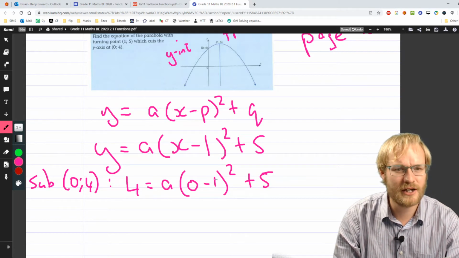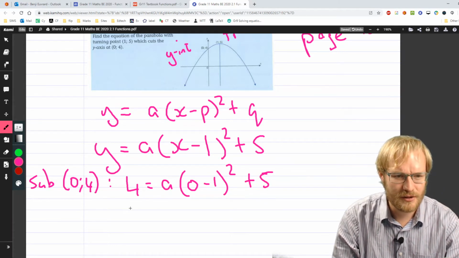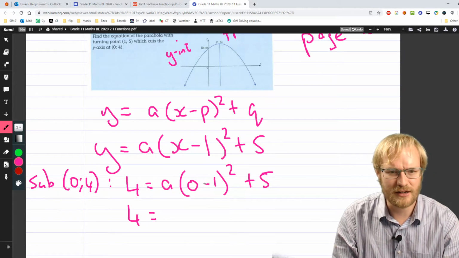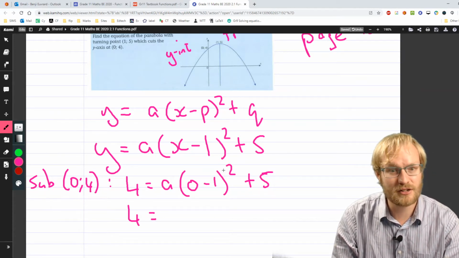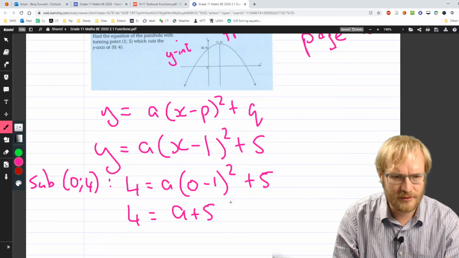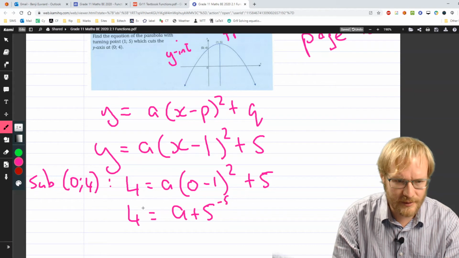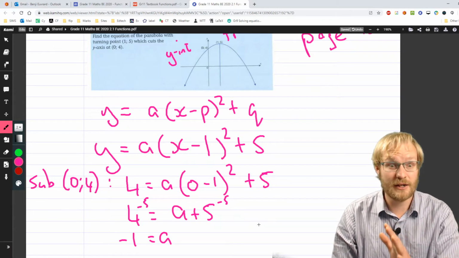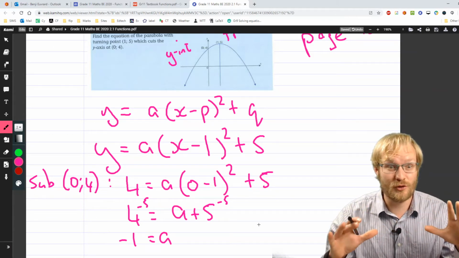Now we've got one equation and just one thing we don't know. So 4 equals 0 minus 1, which is negative 1, squared will give us positive 1. So that's 1a plus 5. Okay, let's subtract 5 from each side, which means that negative 1 equals a. Good stuff. It came out to be a negative, which matches what we thought it would be.